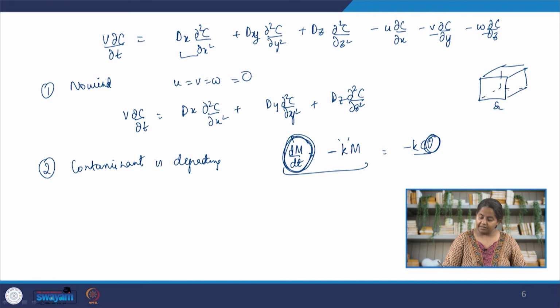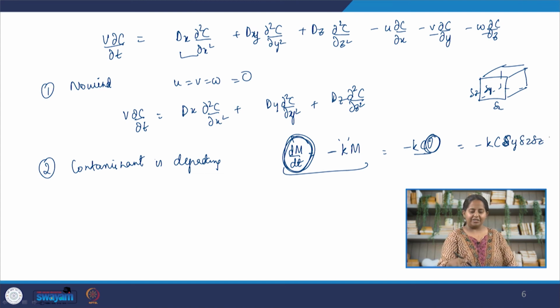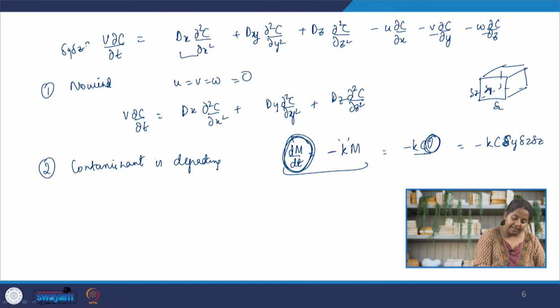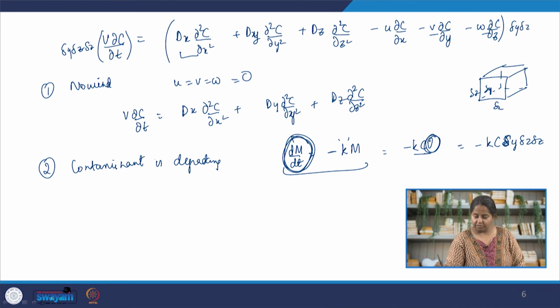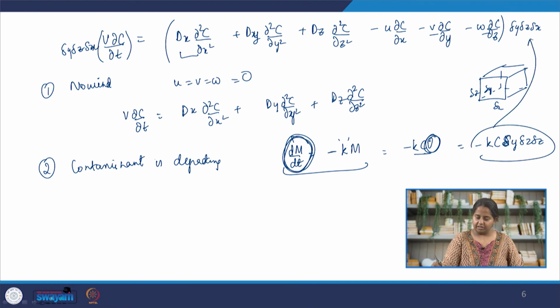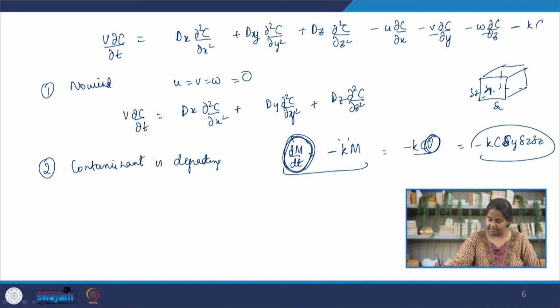So, we have del x, del y and del z. So, we can rewrite this as minus kc, del y, del x, del z. Remember this equation originally had del y, del x, del z on both the LHS and RHS, which we cancelled. So, we need to add this term in this equation. What we will end up with is something that looks like minus kc.